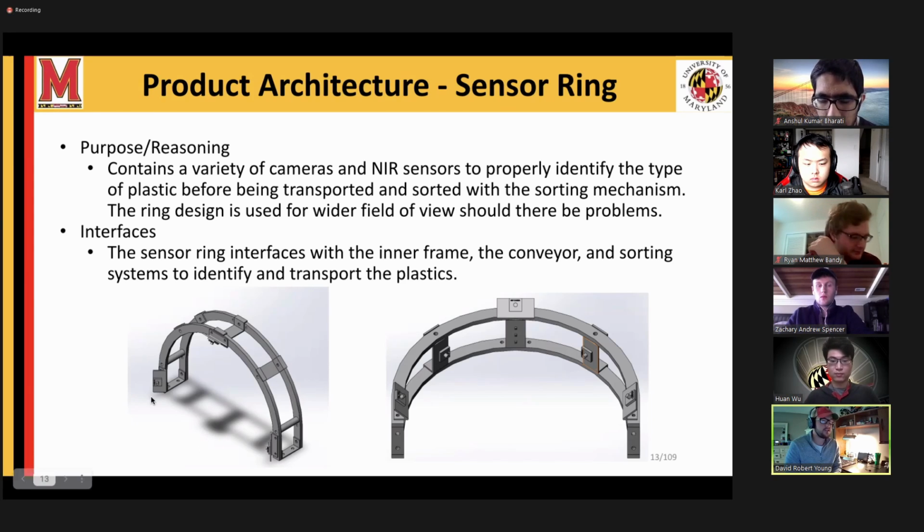3 NIR sensors are utilized directly above the machine to use infrared spectroscopy to identify the material. 3 cameras are facing outward to identify the numerical code on the plastic in order to increase identification accuracy. 2 cameras are facing inward to look for the numerical code as it passes through the ring. In our concept selection, we mentioned a camera underneath the conveyor belt. However, this was not practical to implement because we used a standardized conveyor.